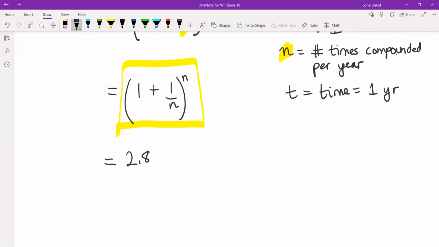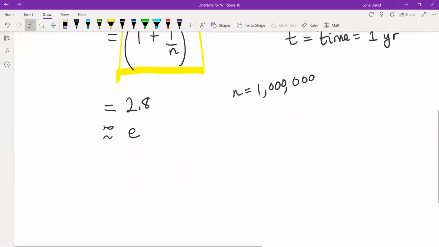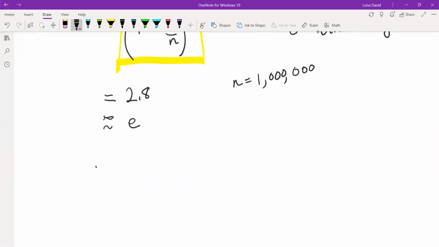Okay, and as n gets bigger and bigger and bigger, you're going to get a number that is closer and closer and closer to e. So if you put in an n of 1,000,000, your number is going to be even closer to e. So basically, we would write it as the limit: the limit as n approaches infinity is e.